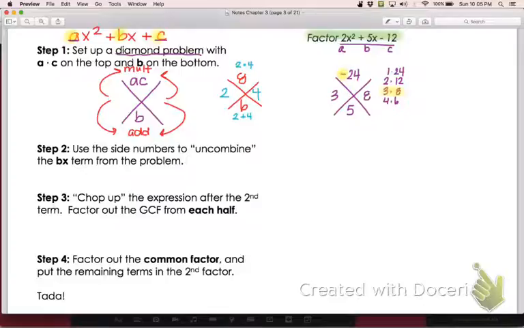And then I look at the 5 and I say, well, that's positive, so I need more positives than negatives, and that's how I decide that my 3 is going to be negative. So I've now solved the diamond problem that goes along with the expression we're trying to factor.